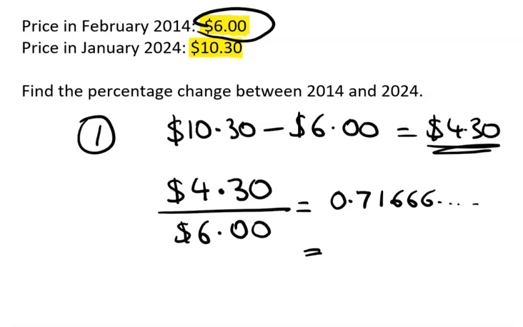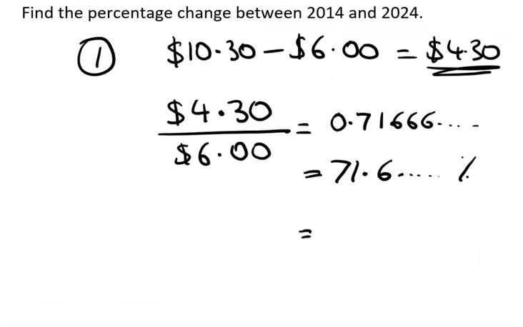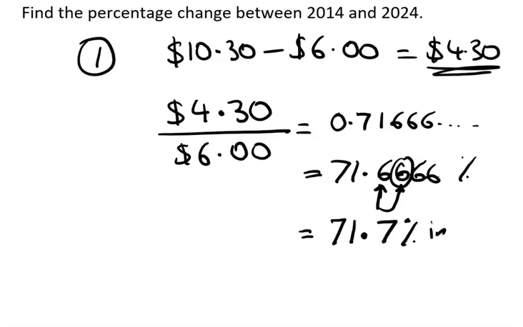0.71666... We now turn that into a percentage, right? We times it by 100 and we get 71.6... But we need to round it properly. And so because it's actually 66666, we look at this. If we're rounding to one decimal place, we look at the next number over, and in this case, we decide to round up. So we would say that the percentage increase here in the price of fish and chips is 71.7%.